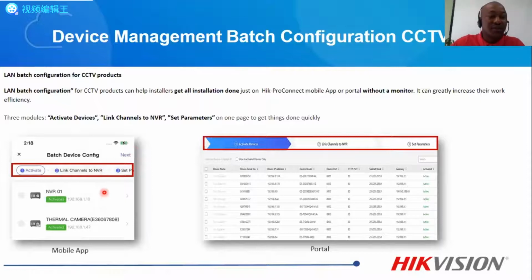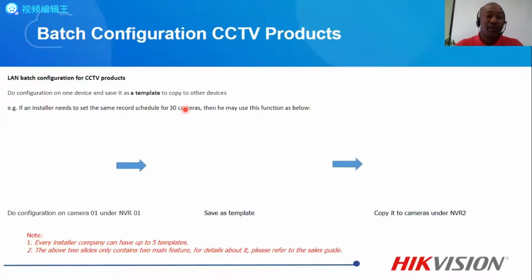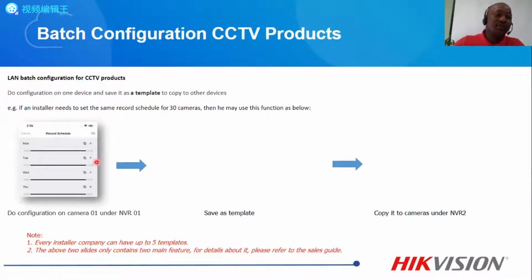So if you don't have any PC on site, you can use this option to link channels to the NVR. Then all the channels that you selected will be added onto that NVR. And you can also set the parameters, like your recording parameters. You're able to do that through this batch device config.